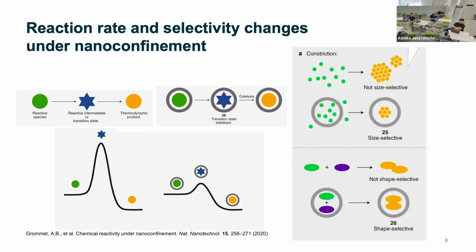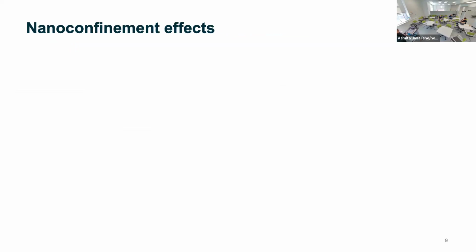What about selectivity? Let's say you have a reaction and you get a bunch of sizes and a bunch of shapes. But you're only interested in a certain range of sizes, a range of shapes. You don't want the entire gamut of shapes and sizes. So you can see again how nanoconfinement can restrict the kind of output that you're getting and help you get more selective products. So nanoconfinement can enhance reaction rate as well as selectivity, the two areas that we want to enhance.